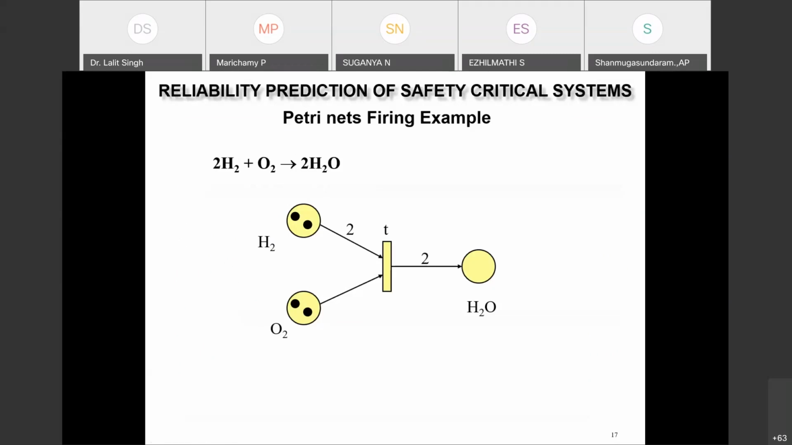So first let's discuss the basic building blocks of these Petri nets. Then we will see how this equation can be modeled using this Petri net. And then we will take a case study so that we can easily understand how things are modeled on a larger scale.